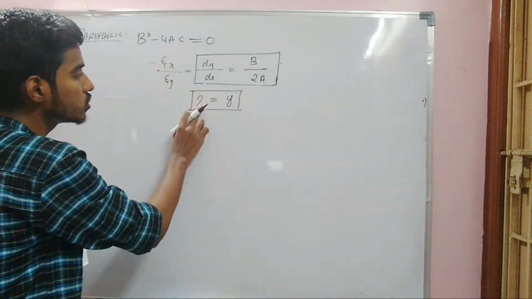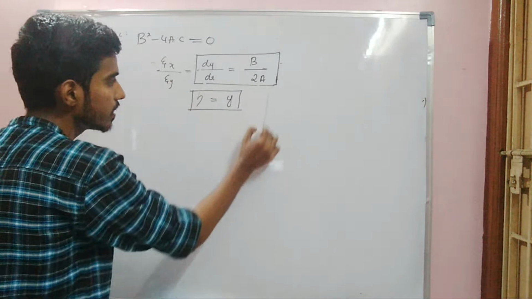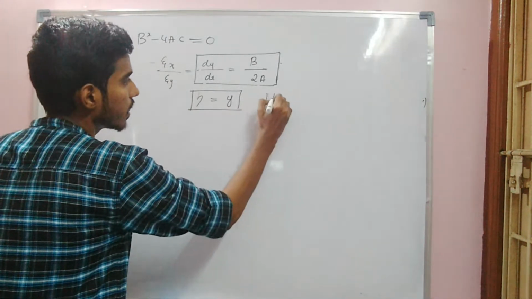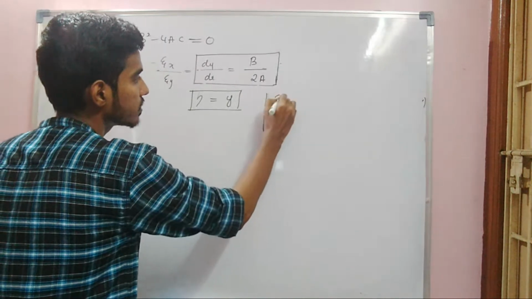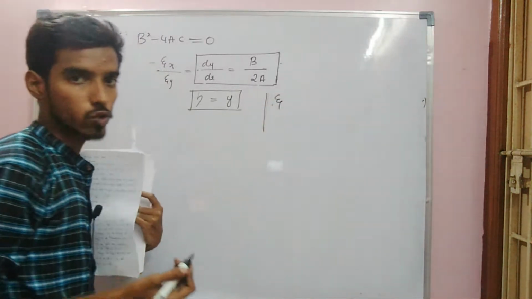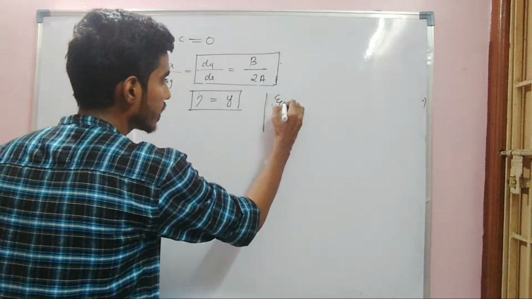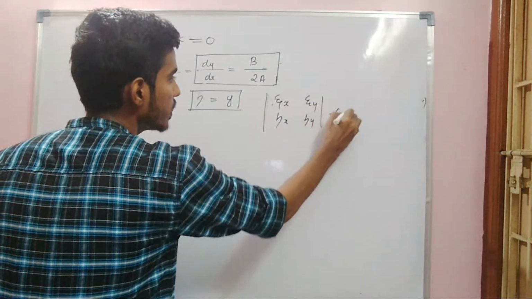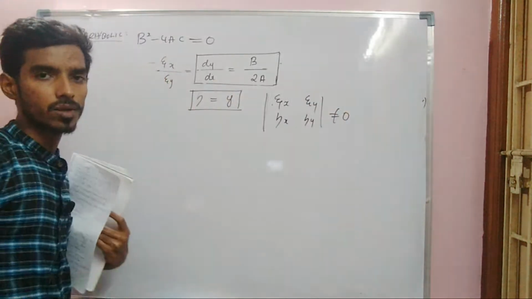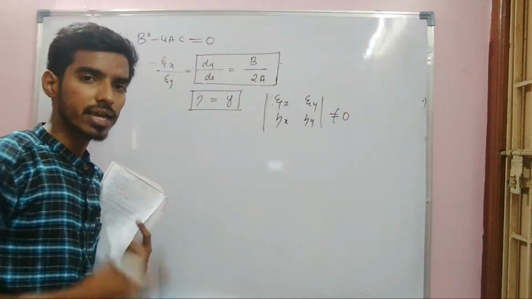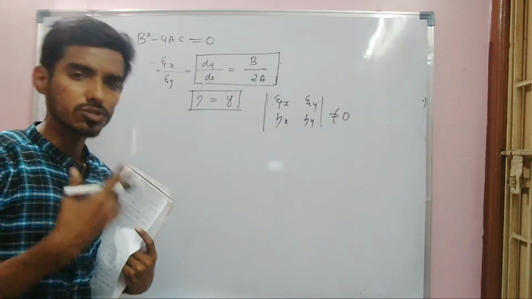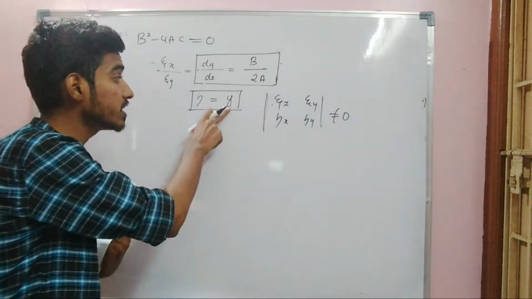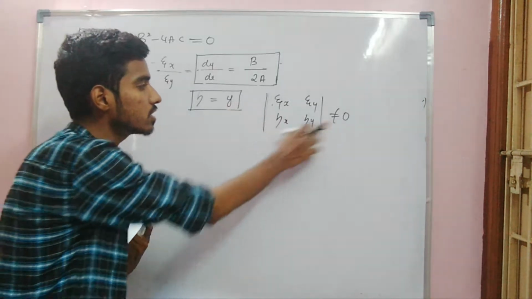Now you have to choose eta such that you can choose any eta such that our Jacobian should not be 0. Jacobian should not be equal to 0. That means theta x, theta y, eta x, eta y should not be equal to 0. You can choose any eta. You can choose eta to be xy, x square, xy. You can choose any eta such that this has to be non-zero. Right? You cannot choose eta such that this turns out to be equal to 0.